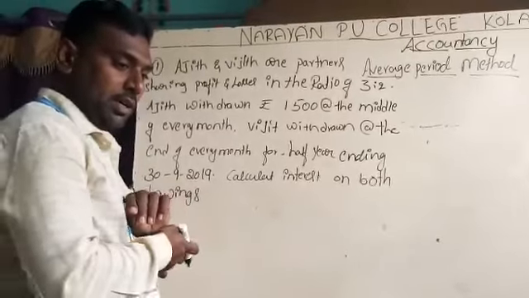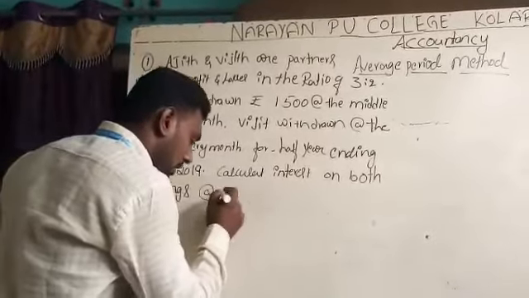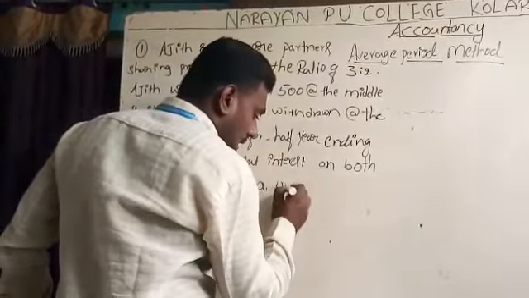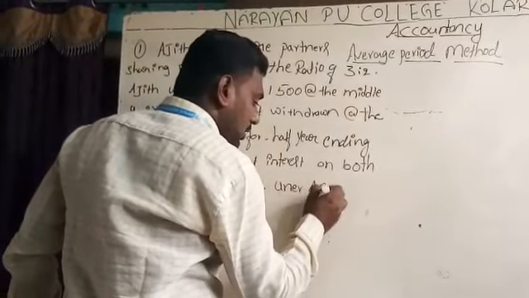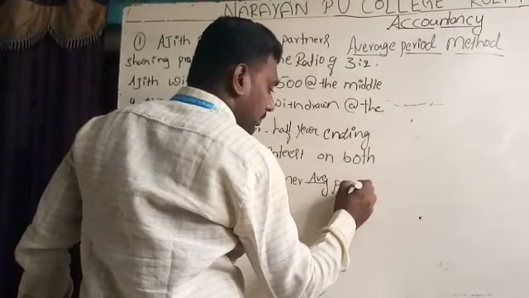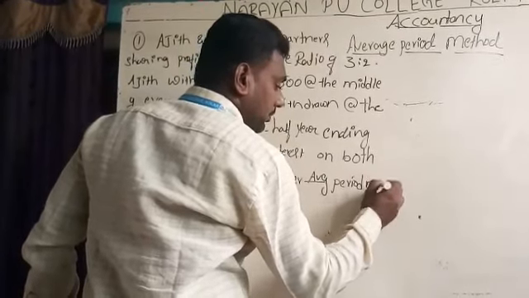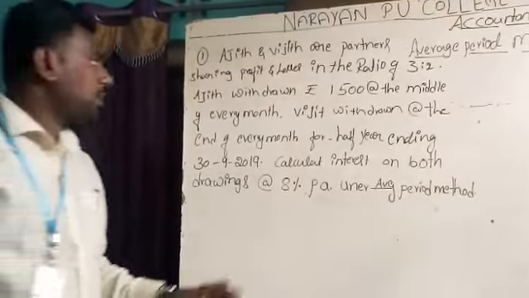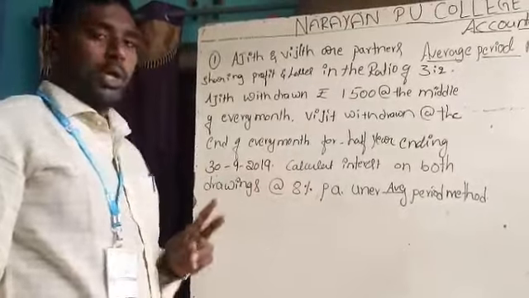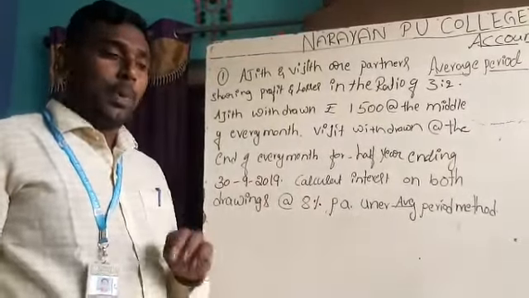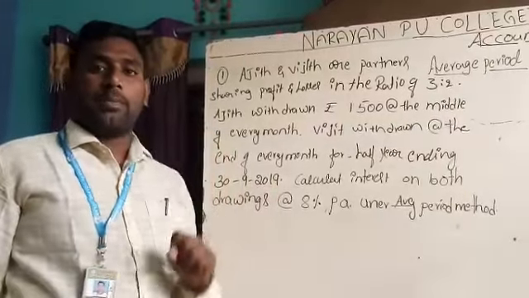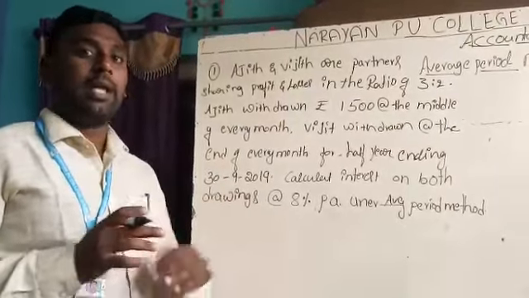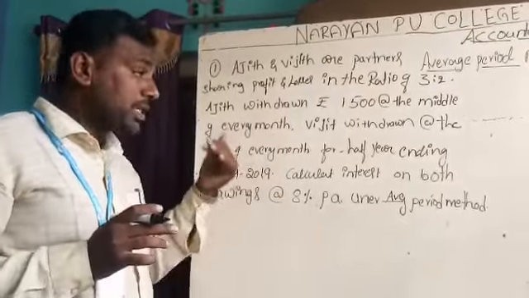Calculate interest on both drawings at 8% per annum under average period method. So this is the question. In this question two partners are there. Two partners are withdrawing the same amount but on different dates. How much interest has to be paid by each partner after the completion of their tenure?